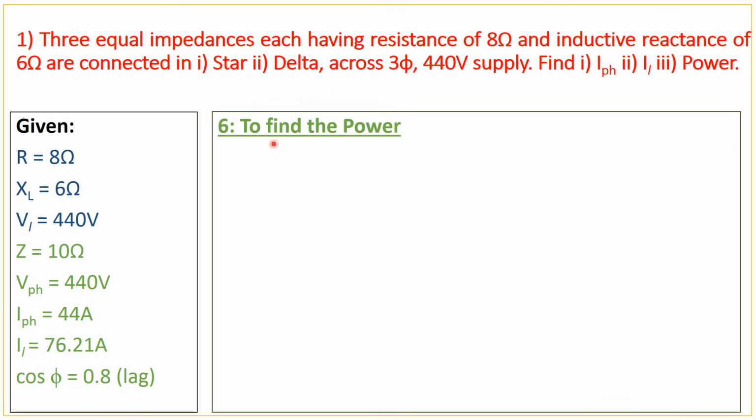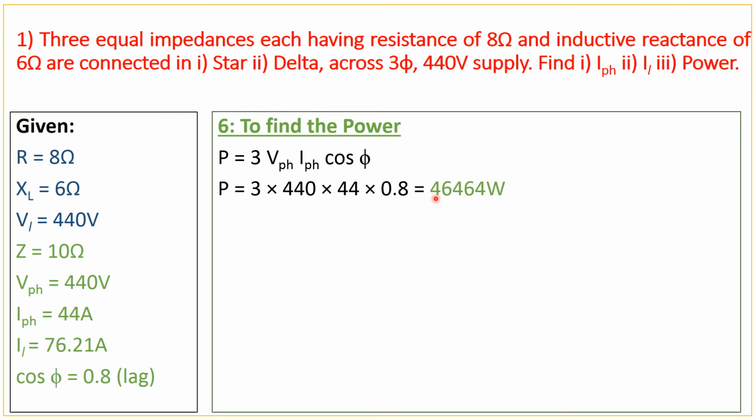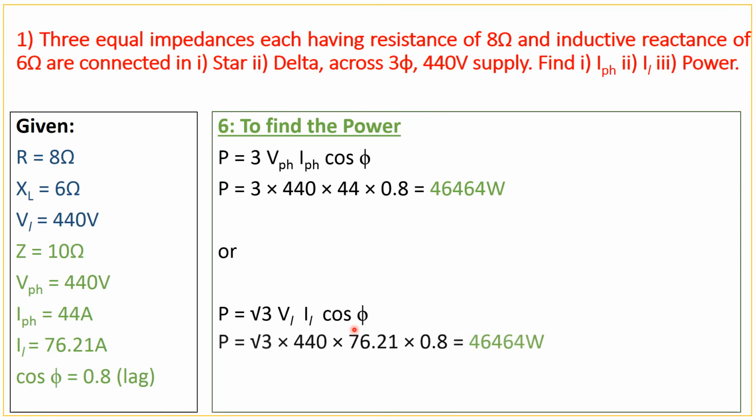And finally, to find the power, I can use any one of the formulas. So P is equal to 3 V phase I phase cos phi. Here V phase is 440, I phase is 44, and cos phi is 0.8. So after substituting, I will get 46,464 watts. Or I can also use the formula P is equal to root 3 VL IL cos phi, where VL is 440, IL is 76.21, and cos phi remains 0.8 itself. So the answer will be the same.